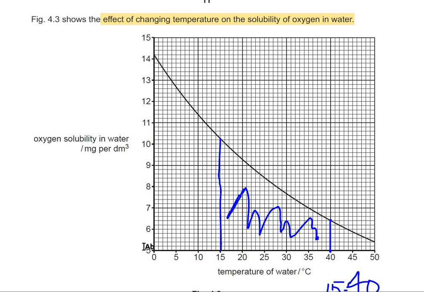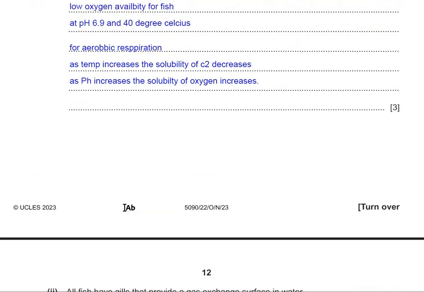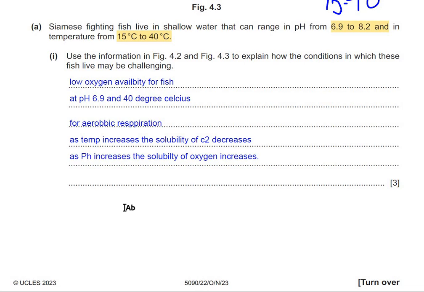So you can quote the data either from the graph of temperature or from the graph of pH. The important thing is that you use the correct units. So data quote carries 1 mark, and you can make sure that you score full marks.